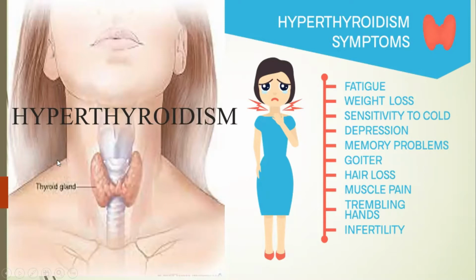So, hyperthyroidism. What is hyperthyroidism? This is sometimes called an overactive thyroid. It is when your thyroid gland makes more thyroid hormones than your body needs. Your thyroid is a small butterfly-shaped gland in front of your neck. It makes hormones that control the way our body uses energy.